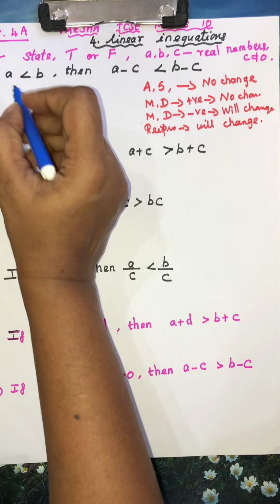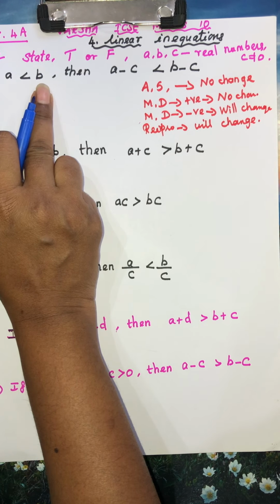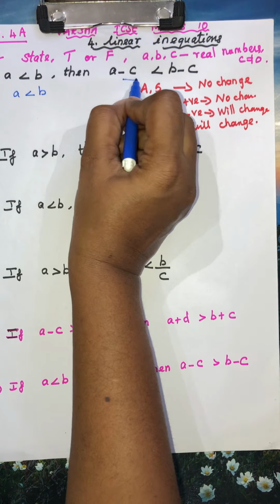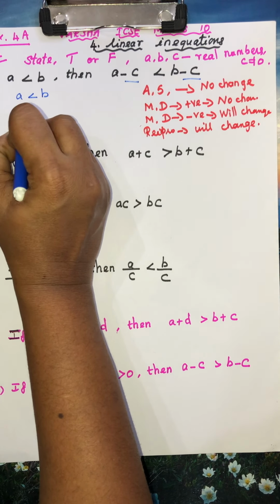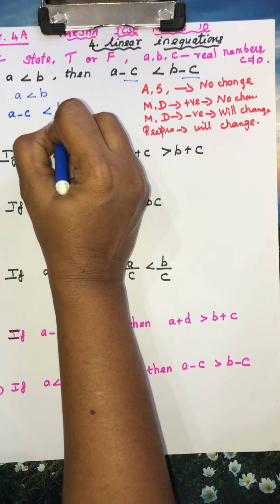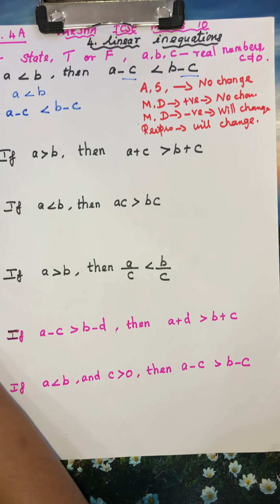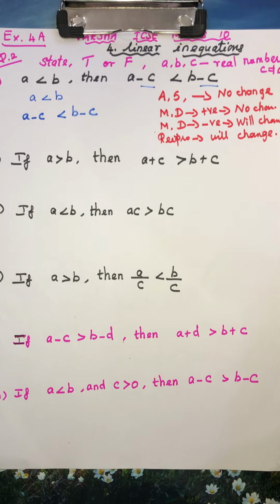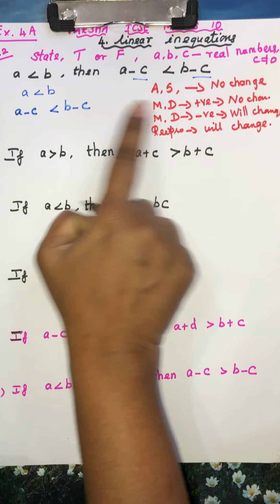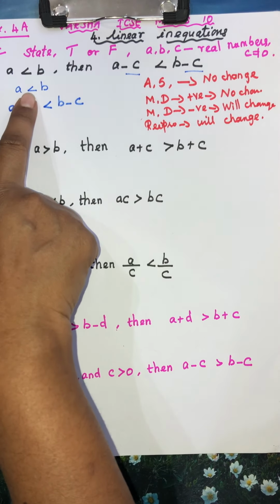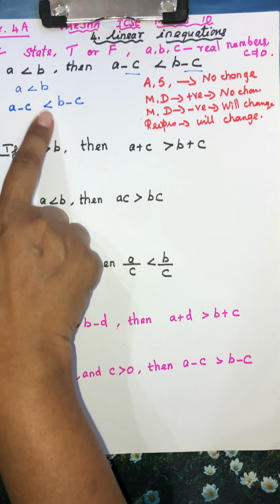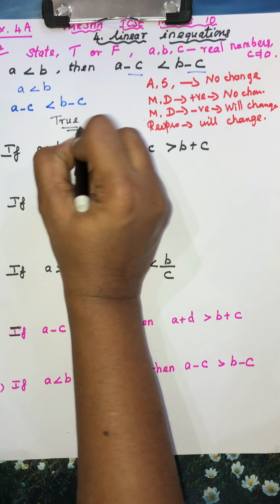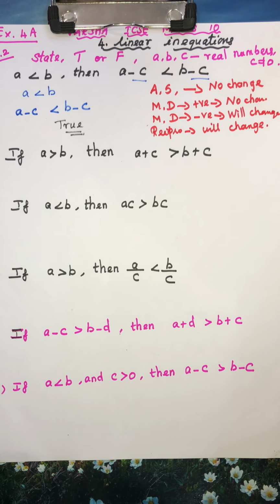Let me go to the sum. So this is a is less than b, and it is subtracted by a number. So this is a minus c is less than b minus c. Is it a false statement? No, this is a correct statement because it is subtracted by a number. For subtraction there is no change, so the sign is not changed. So this is a true statement. This is your answer.